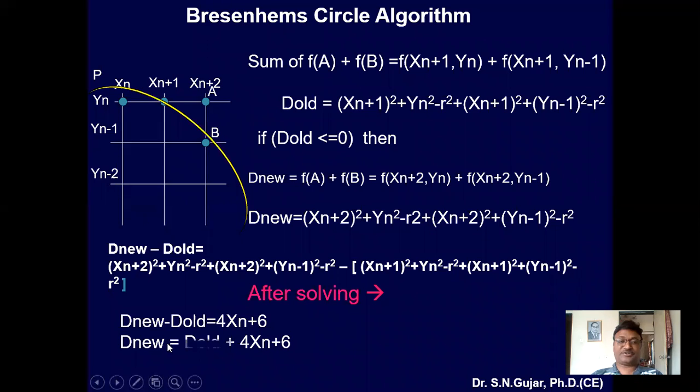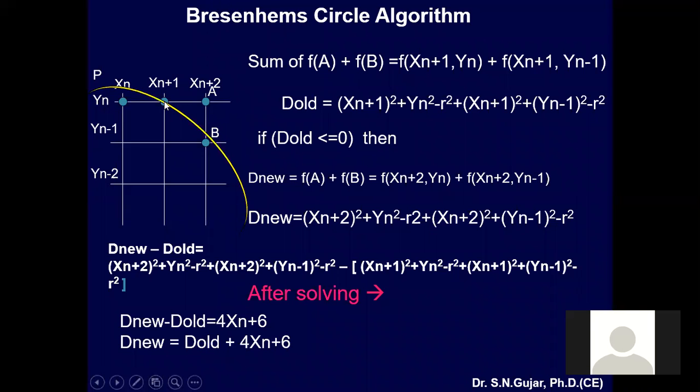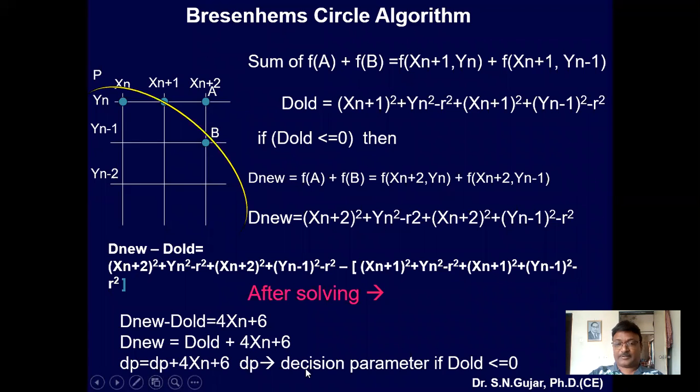So what is my next decision parameter? D new is equal to d old plus 4xn plus 6. So this is my new decision parameter. When is this new decision parameter going to come? When I select this xn plus 1, means this value. Suppose I have selected this one, means the other condition is false. At that time, if d old is less than or equal to 0, then this is my decision parameter. So at that time I have to increase x and keep y as it is. I have to increase x. See, here the x value is increasing, but is the y value increasing? No.